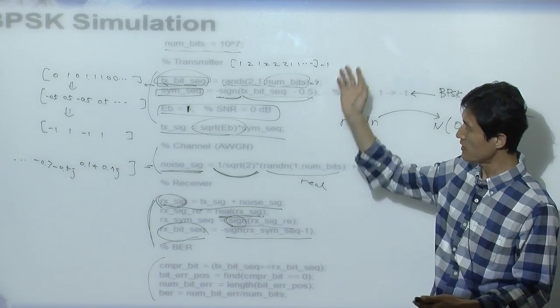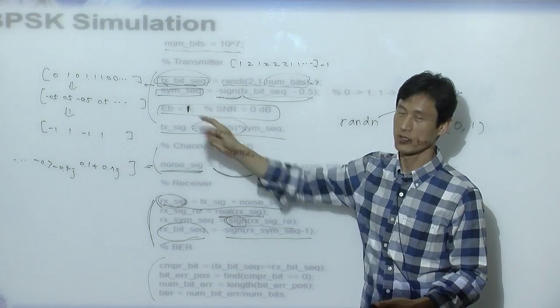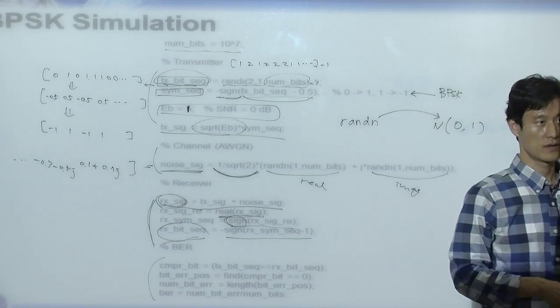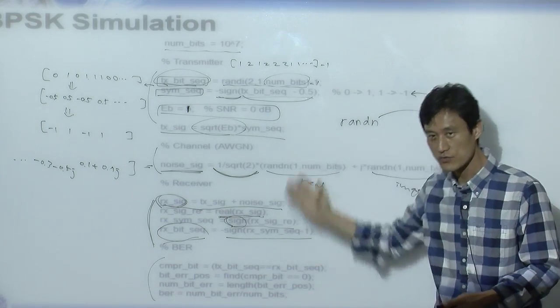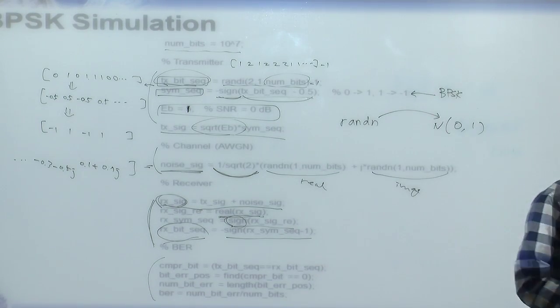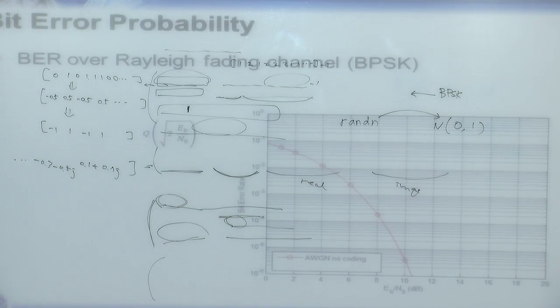Once you run this, you are doing looping. And inside the looping, you change the Eb, meaning that you change the SNR, and do it again. Do it again. Something like this. Once you do that, then you're going to get this kind of picture.